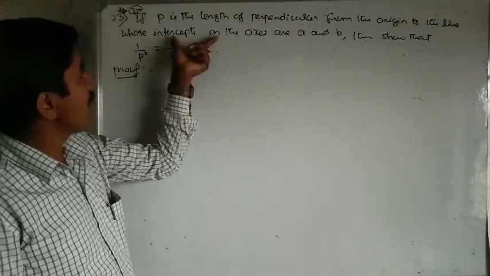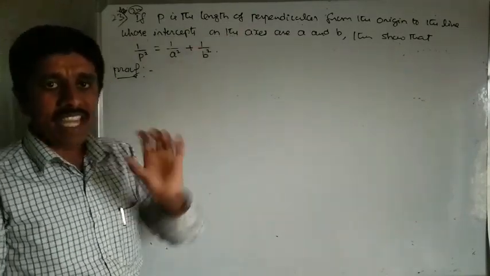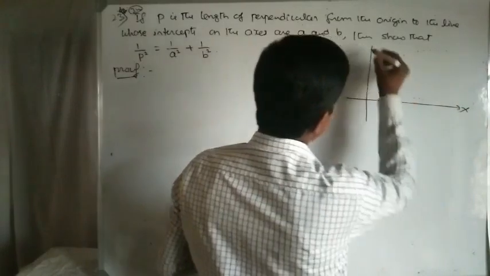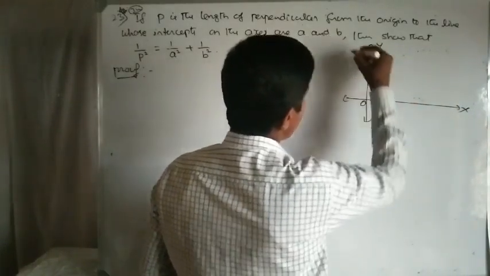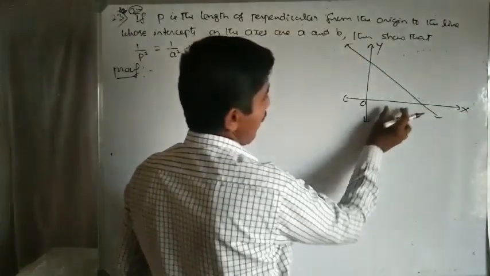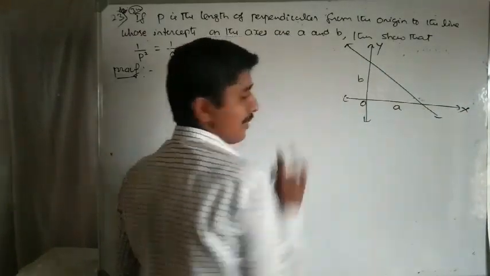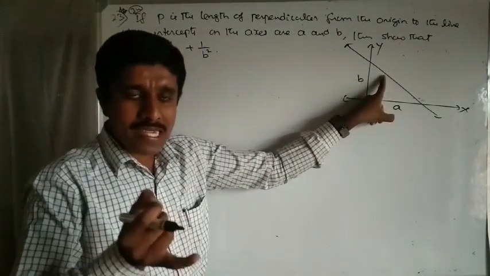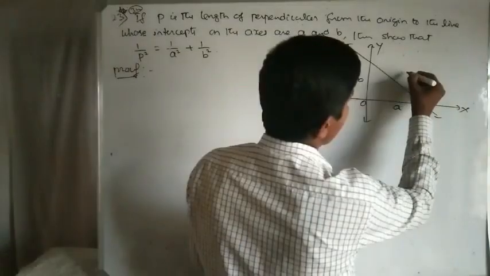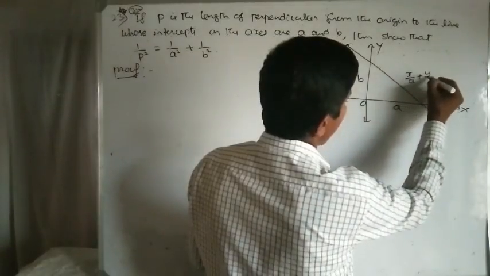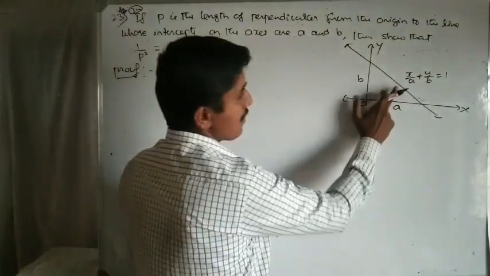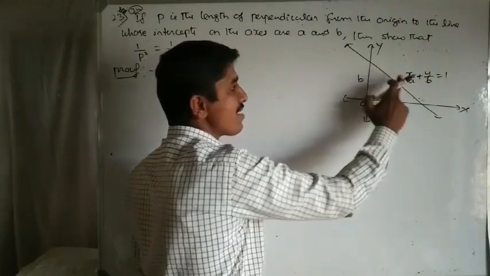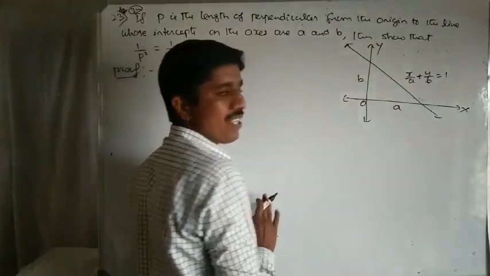First I am writing the equation of the line with intercepts A and B. Drawing a rough figure: x-axis, y-axis, O is the origin. Draw a non-vertical line. Let this line have x-intercept A and y-intercept B. The equation of this line by intercept form is x by A plus y by B is equal to 1.